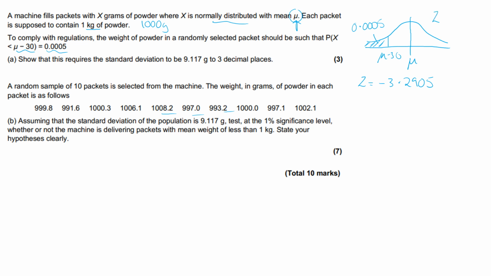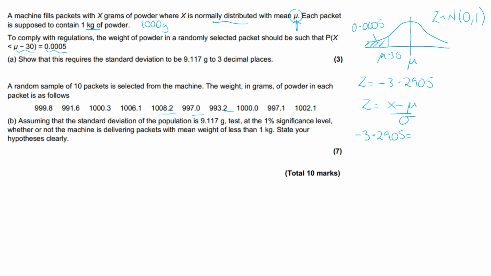We need to use z values because we haven't got the mean, and the z value is the standard normal, so z is normally distributed with mean 0 and standard deviation and variance 1. So how do we toggle from the standard normal to any old normal? We use the formula z is equal to x minus mu all over sigma. So let's put that information in.